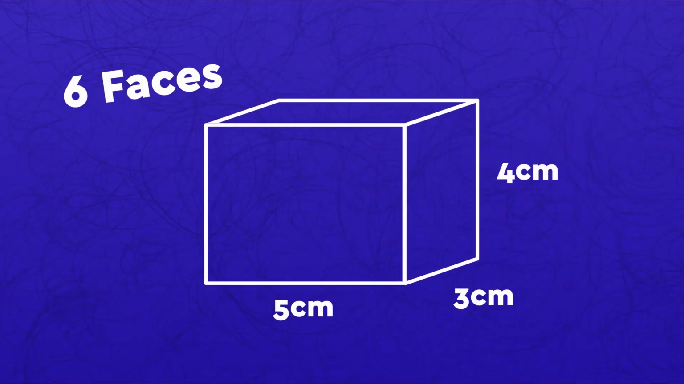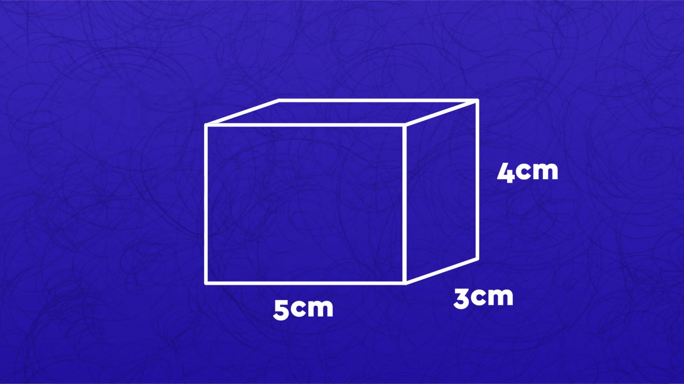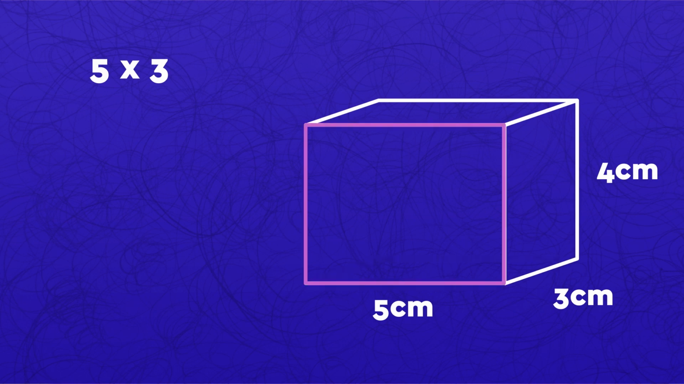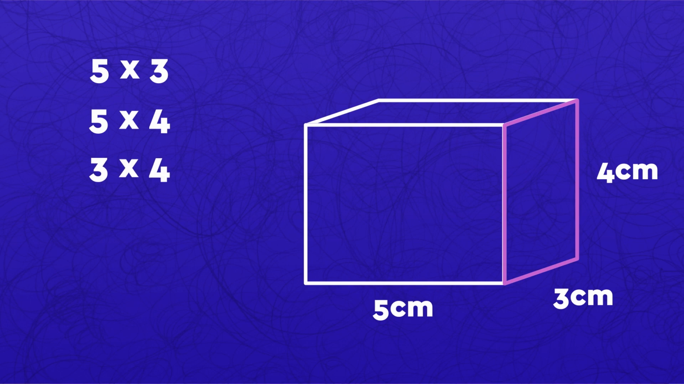You might also be asked about the surface area of a cuboid. This is the area of each visible face. We know a cuboid has 6 faces. In this example, we need to figure out the area of each side. There's the bottom, which is 5 times 3. Then there's the larger side, which is 5 times 4, and the small side, which is 3 times 4.